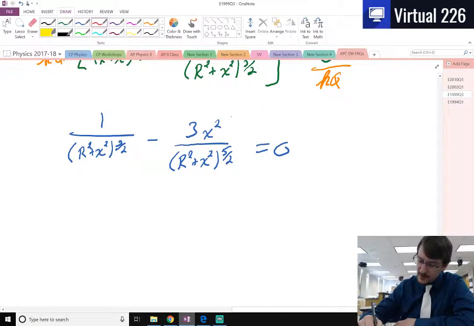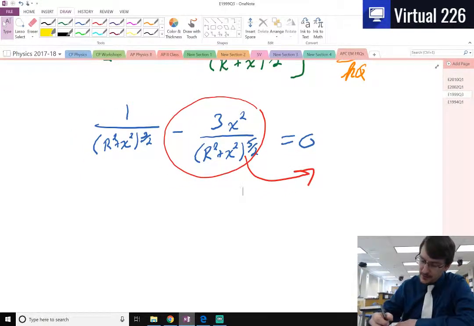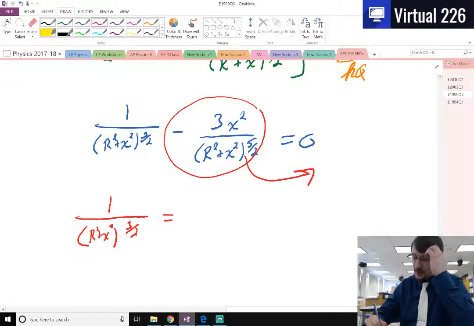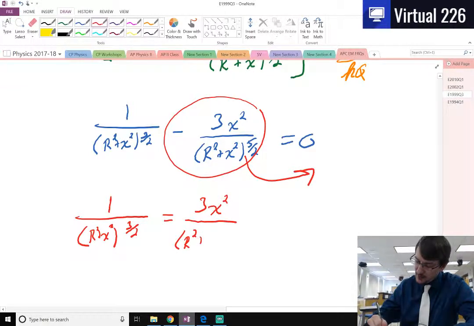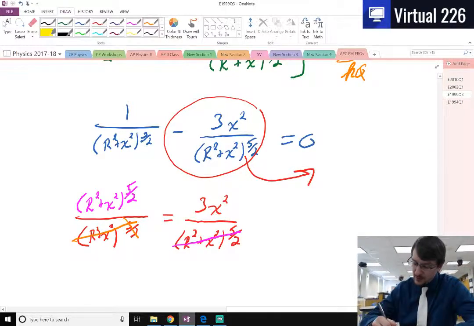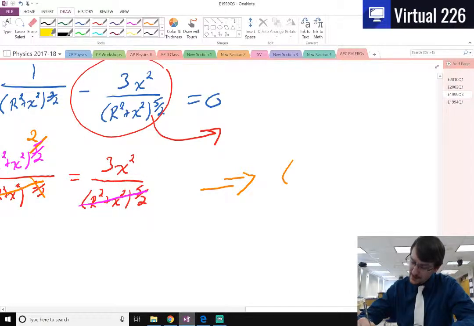I'm going to take an entire side of it and move it over. Just add that over, so I get 1 over the quantity r squared plus x squared to the 3/2 equaling 3x squared all over r squared plus x squared to the 5/2. If I multiply each side by r squared plus x squared to the 5/2, this side will cancel out, and on this side I will now have r squared plus x squared to the 5/2, which allows this entire denominator to go away and that to become a 2 as those divide out, which leaves me with just the quantity r squared plus x squared equals 3x squared.